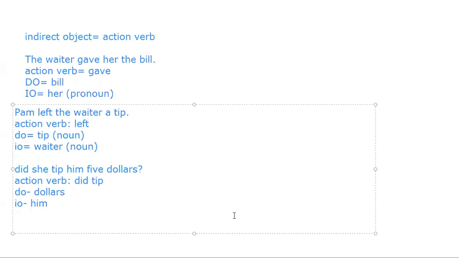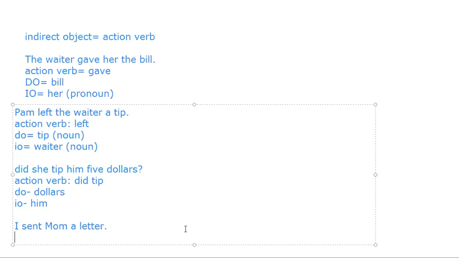Another one that I could give you is: I sent mom a letter. This is also an easy one. Sent is my action verb. What did you send? The letter. For who? For mom. Direct object, indirect object.